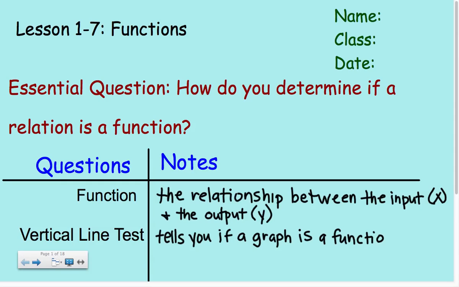So in this lesson, we're going to be looking at all kinds of different relations. You talked about relations in 1-6. Relations can be displayed as a mapping, as a graph, as a table, or as ordered pairs. We're going to look at those 4 different things in this lesson and then determine which of those relations also makes a function.